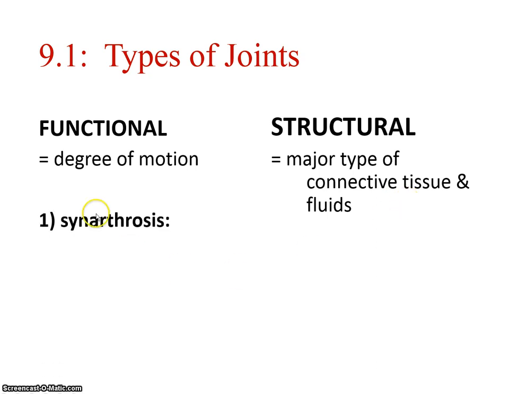All right? So in the functional category, synarthrosis, and these will all have this word root arthrosis in it. So syn is adjoining. So synarthrotic joints are joints that are basically not going to move, right? They're joined together. Examples are the sutures in the skull and gomphoses between the teeth and the maxillary bone or the mandibular bone.